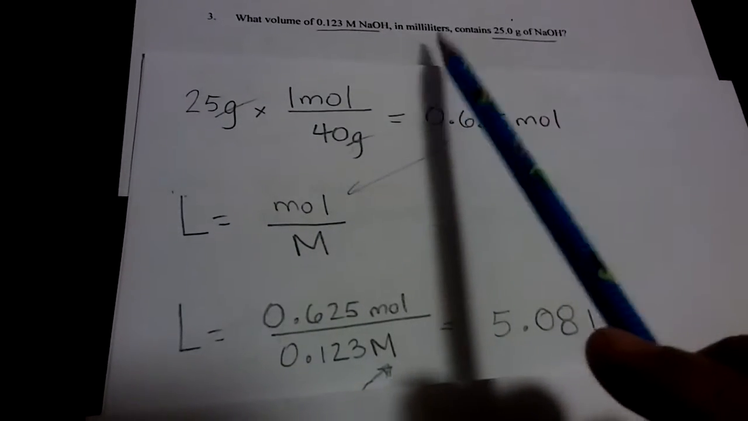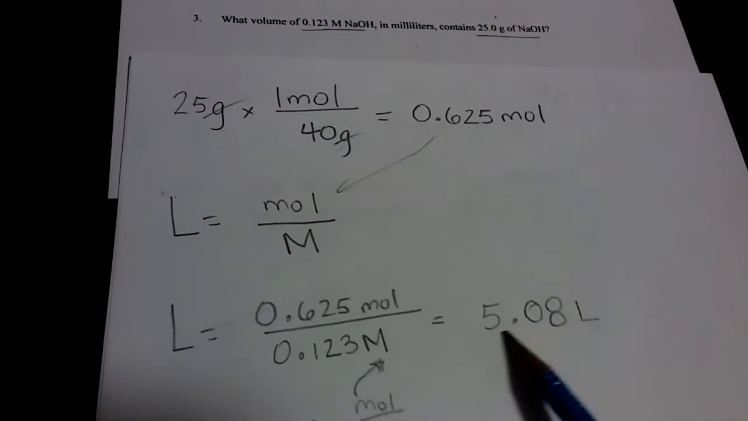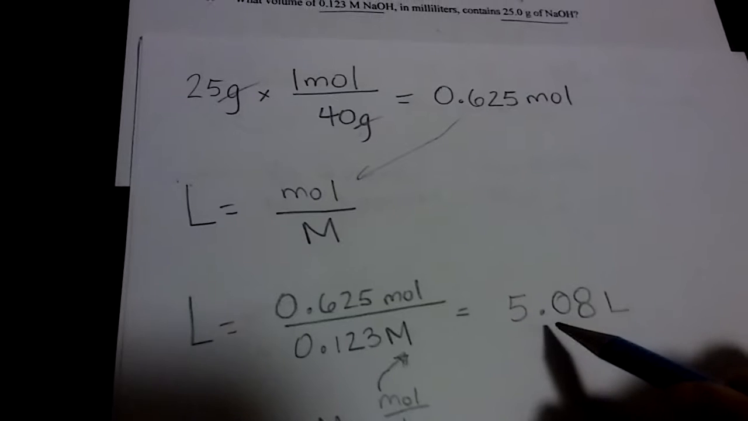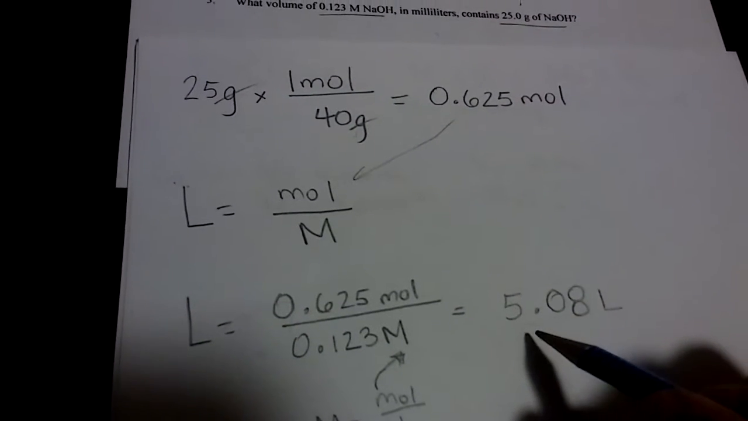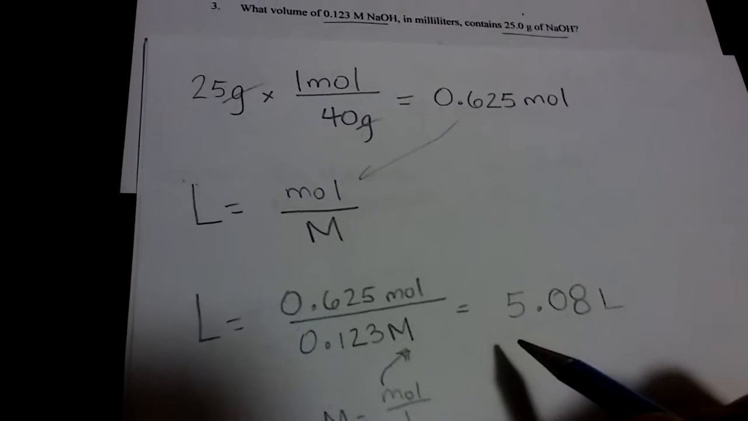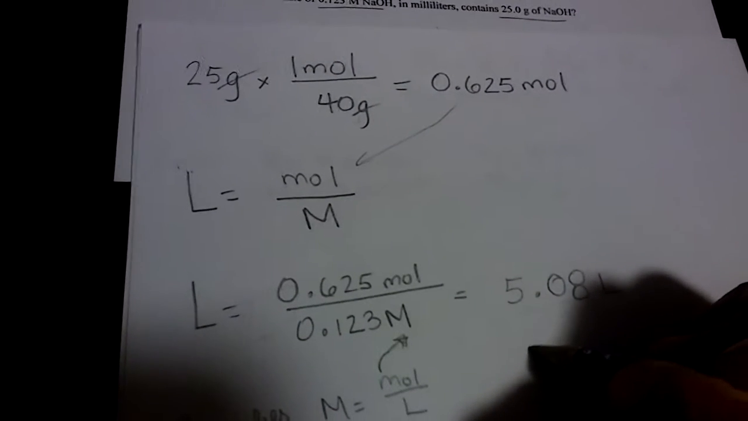Although in the question it says what volume in milliliters. So if we want to find what this is in milliliters, it's really, really simple. All you have to do is take this number and multiply it by 1,000. So in this case, instead of shifting the decimal like we did to your left, you're shifting it to your right 3 times.